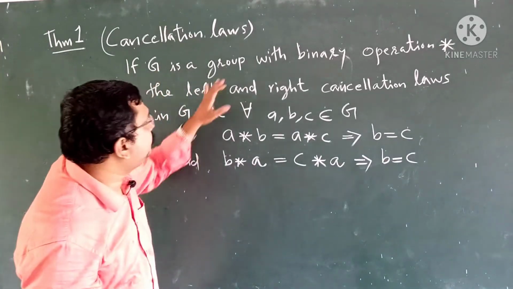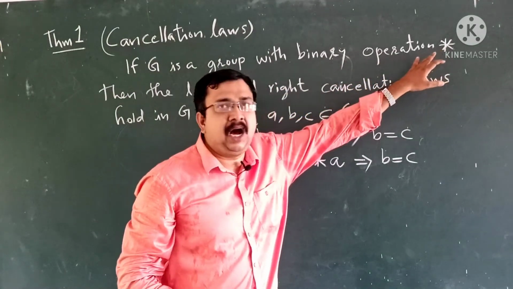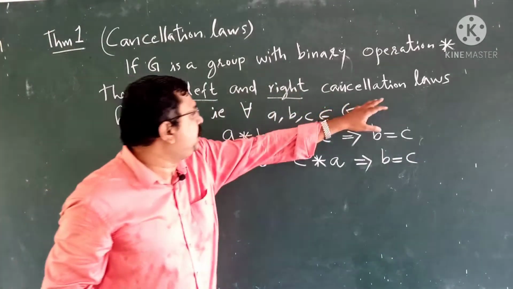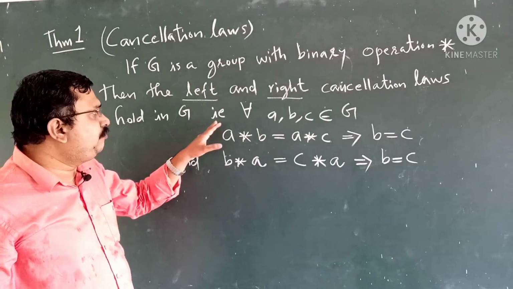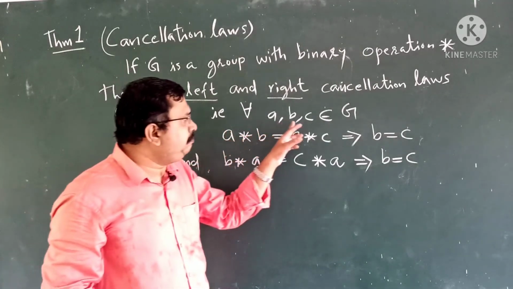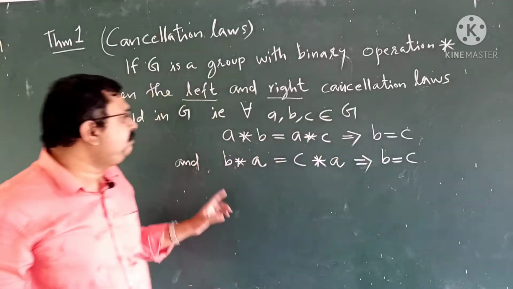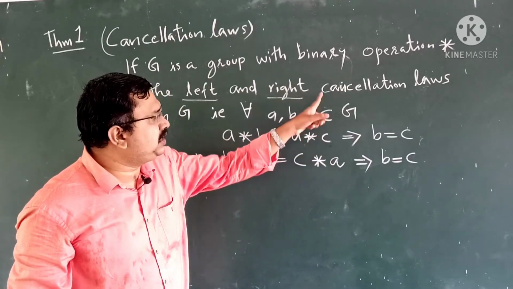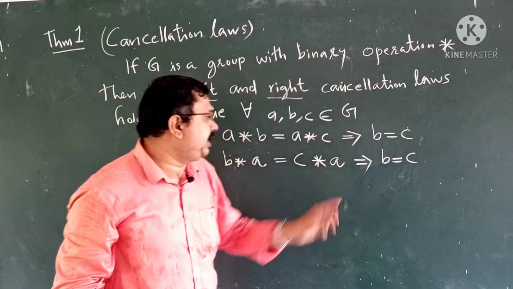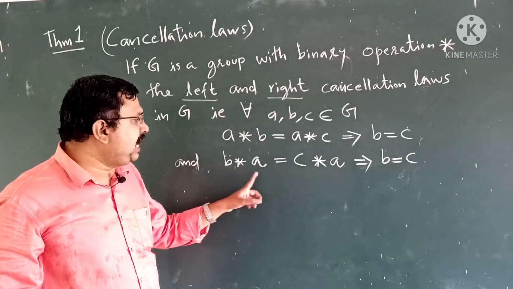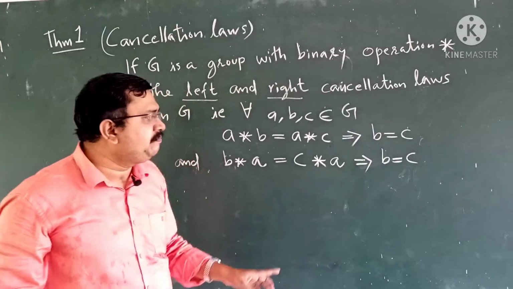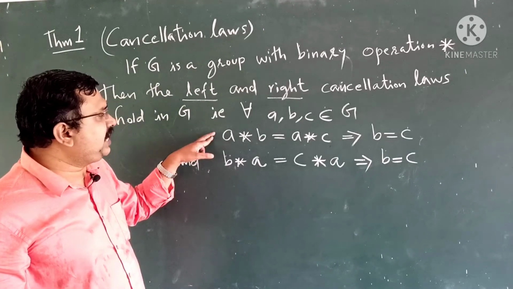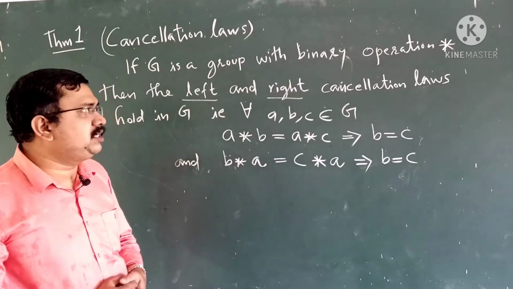If G is a group with a binary operation star, then the left and right cancellation laws hold in G. That is, for every A, B, C belongs to G, A star B equal to A star C, that is the left cancellation law, implies B equal to C. And the second case is B star A equal to C star A, which implies B equal to C. These two laws are called left cancellation law and right cancellation law.